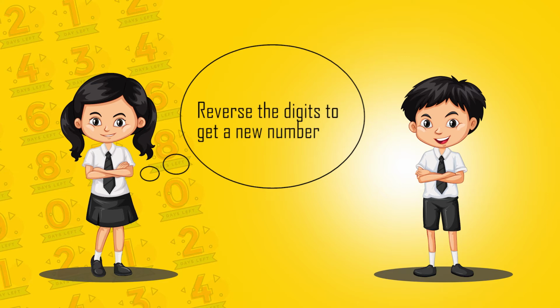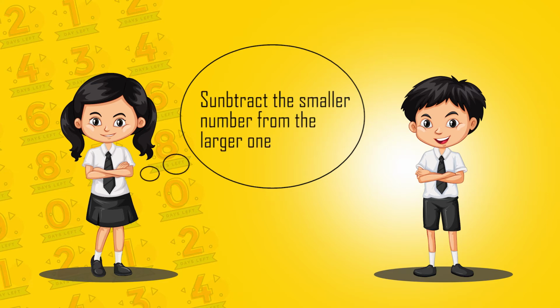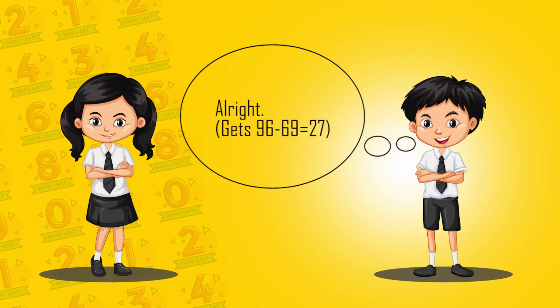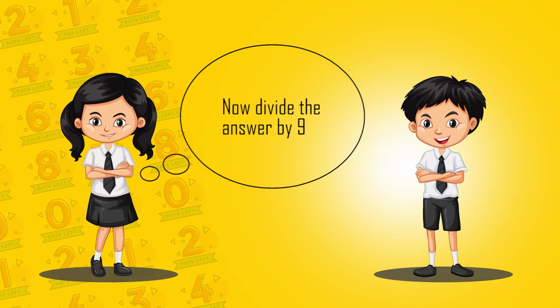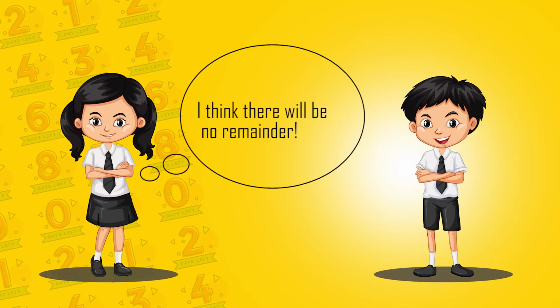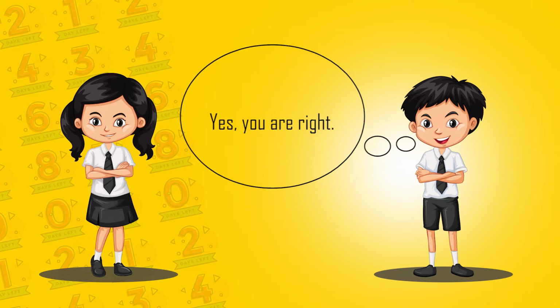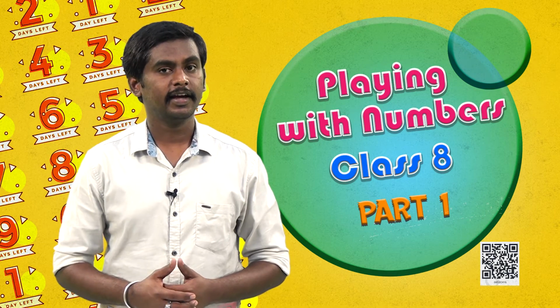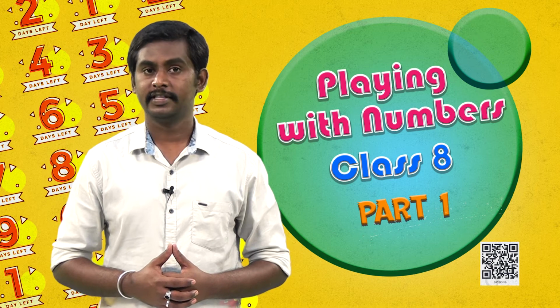Reverse the digits of the number to get a new number. Okay. Subtract the smaller number from the larger one. Alright. I have done the subtraction. What's next? Now, divide the answer by 9. Okay. I claim there will be no remainder. Yes, you are right. Students, I think I know that you are sure about it, isn't it?